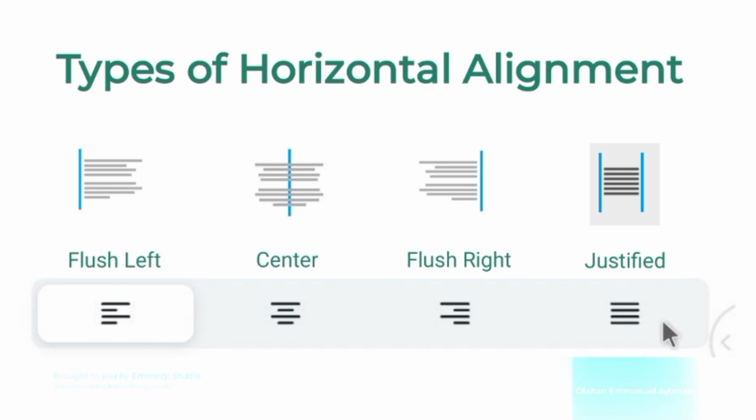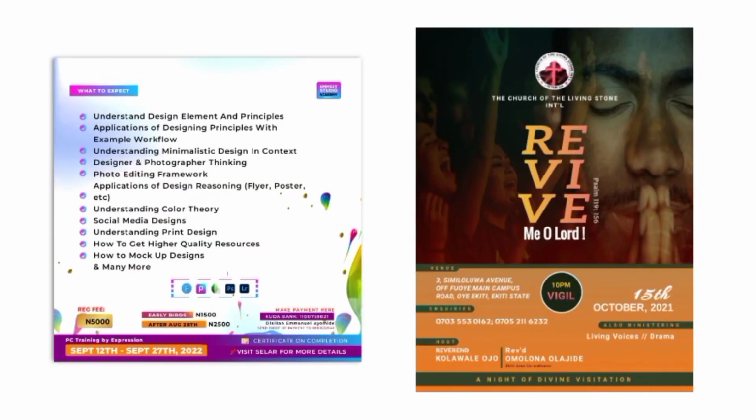Now, you as a designer, you have to ensure you make use of graphic design terms. If you go for an interview, you must ensure you make use of all these terms: we have the flush left, the flush right, center, and the justified. So let's take a look at this example of this design we have over here. This is an example of flush left alignment.